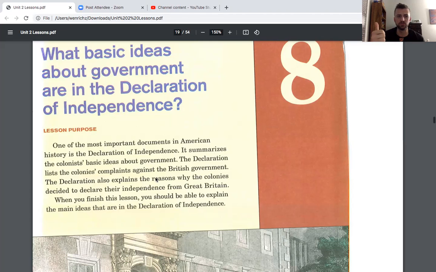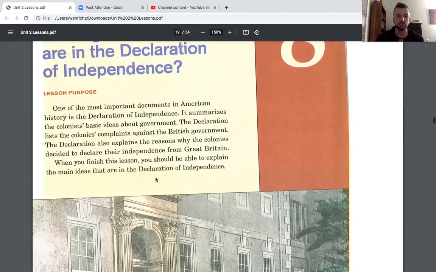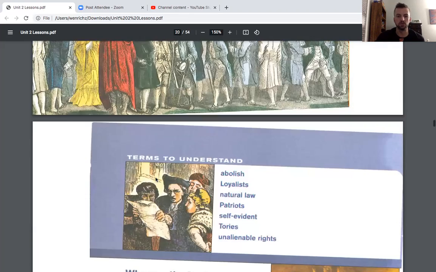So, basic ideas of the Declaration, I would just write this. List the ideals of good government, colonies' complaints, reasons why the colonies decided to declare independence, and finally, declaring independence itself. The book is a little bit more explicit.